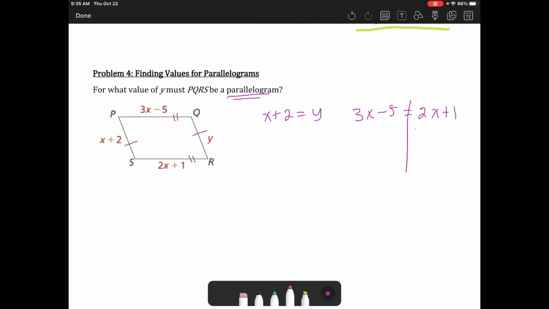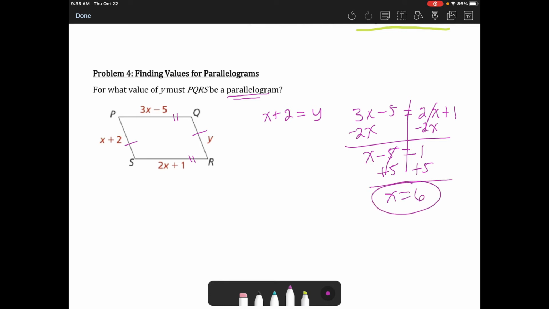I'm going to solve for x here, so subtract 2x on both sides. This is x minus 5 is equal to 1, add 5 on both sides, and so x is equal to 6. So let's go back and substitute in. 6 plus 2 is equal to y. This is 8, and that is the value of y.